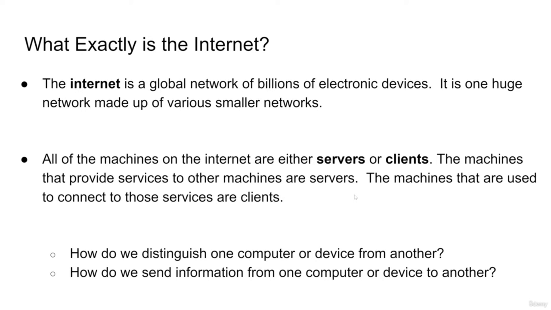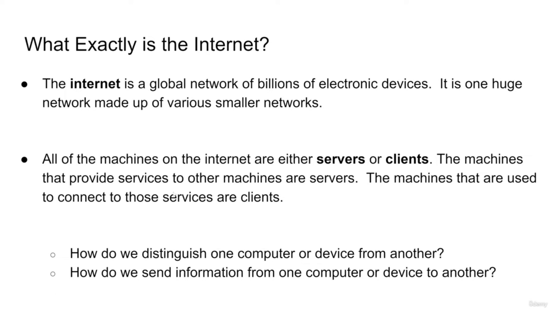Well, we can say the internet's a global network of billions of electronic devices, all connected together. Essentially, it's one huge network that is made up of various smaller networks, right? If you think about it, at your house, you probably have your own network, your Wi-Fi network maybe you've connected to, and your neighbor has a Wi-Fi network, and your other neighbor has a Wi-Fi network, and your work has a network, and maybe your school has a network, and all these networks come together to create the internet.